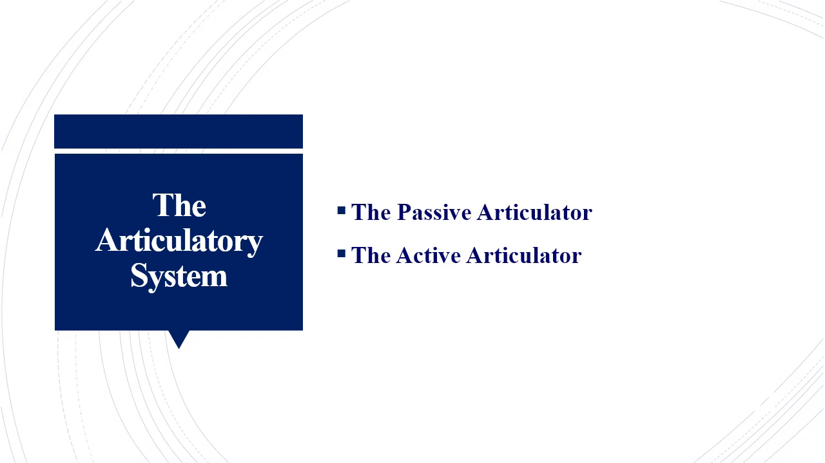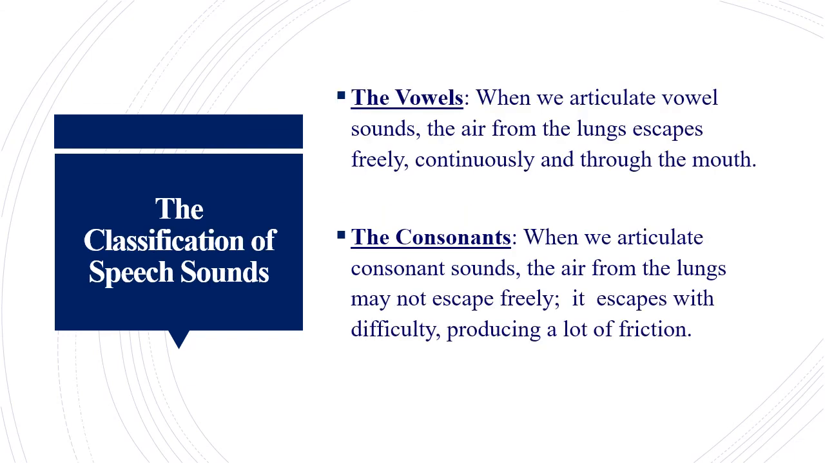Up to now, I hope it is quite clear to you how the respiratory system, phonatory system and articulatory system work together in the process of production of speech sounds. Now the question is how the sounds are classified into vowels and consonants. We will discuss this classification in detail, but for now we will try to understand two broad phonetic categories and how they are classified.